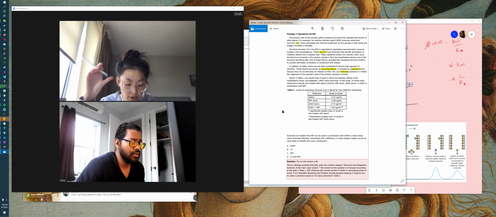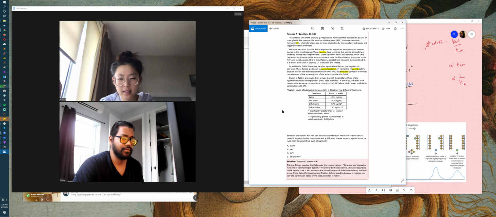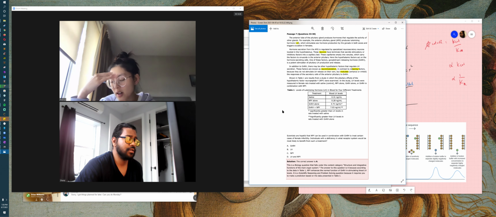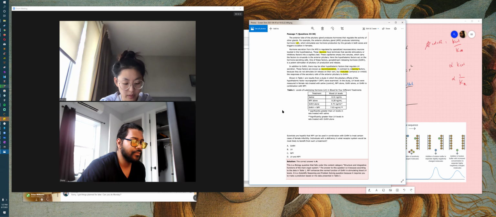So deficiency means lack of, right? In this case, or not as much of. Correct, yeah. So I thought that the answer to this question is LH, because GnRH increases the level of LH, right?